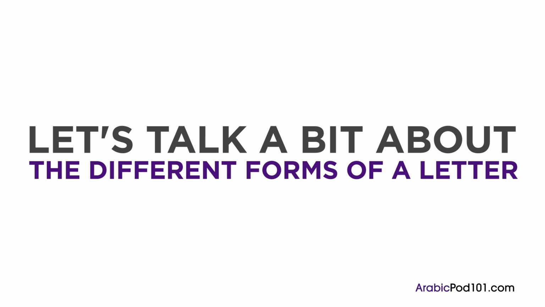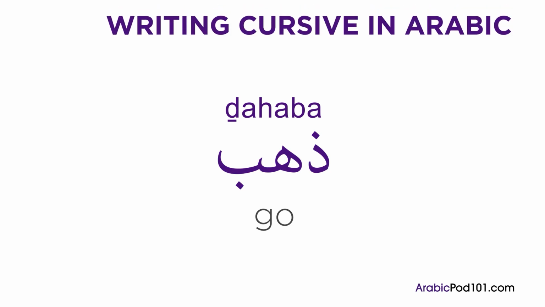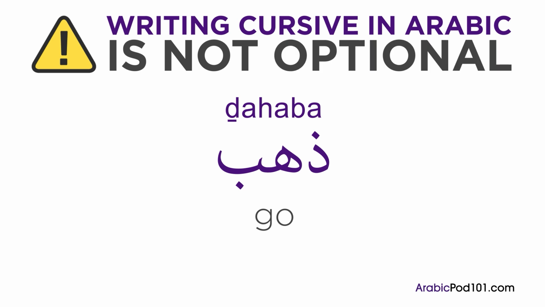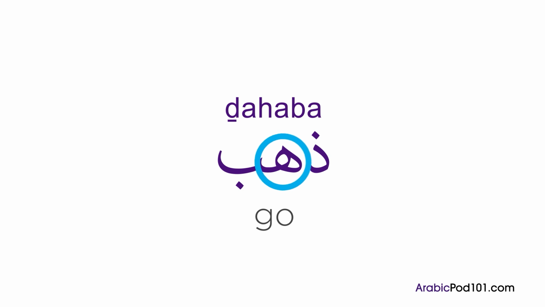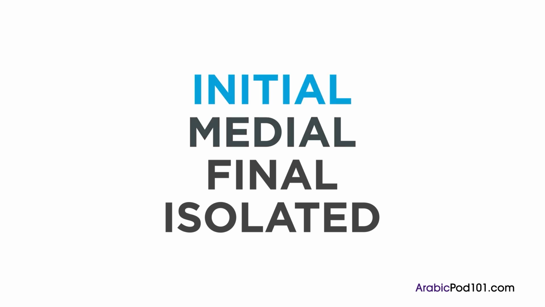Okay, now that you know that Arabic is written from right to left, let's talk a bit about the different forms of a letter. As you can see, Arabic is written in cursive. Unlike English, writing cursive in Arabic is not optional. It is always written this way, where letters within a word connect from one to the next. Each letter is written differently depending on its position within a word. A letter can exhibit up to 4 distinct forms: initial, medial, final, or isolated.